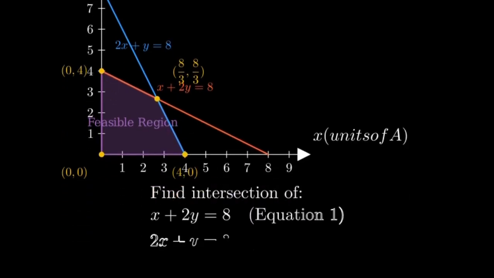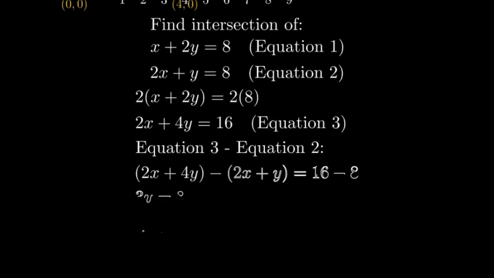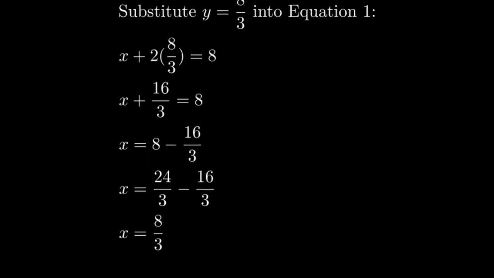To find this intersection point, we solve the system of equations x plus 2y equals 8 and 2x plus y equals 8. Multiplying the first equation by 2, we get 2x plus 4y equals 16. Subtracting the second equation, (2x plus 4y) minus (2x plus y) equals 16 minus 8. This simplifies to 3y equals 8, so y equals 8 divided by 3. Substituting back, we get x plus 2 times 8 thirds equals 8, which gives us x equals 8 minus 16 thirds, which equals 8 thirds. So our fourth vertex is at (8/3, 8/3).